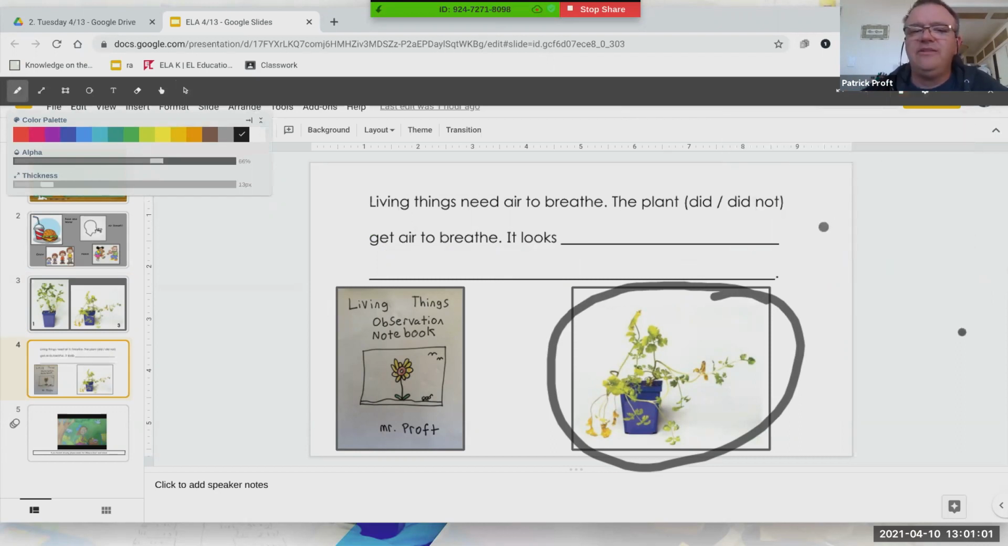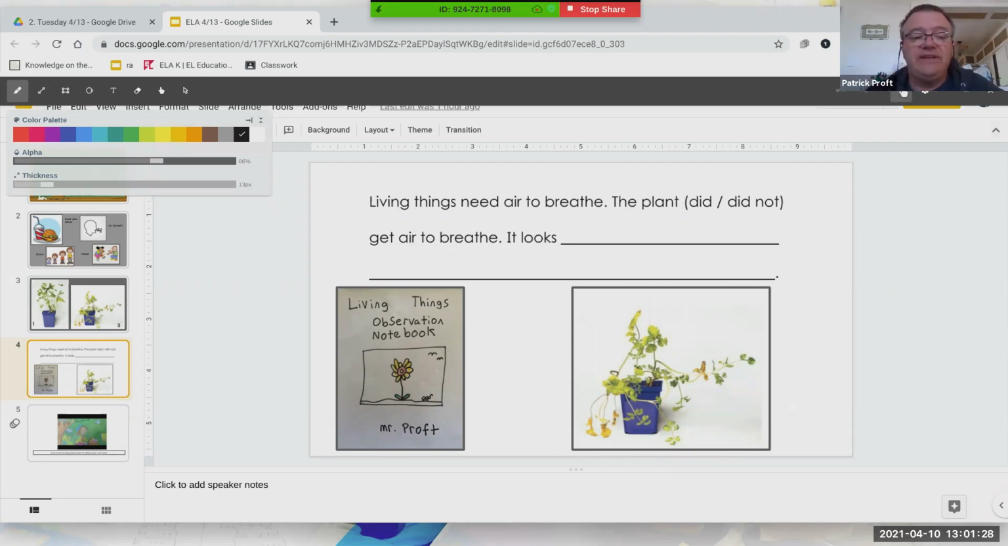So thing 1, you're going to draw a picture of the plant that we observed. And thing 2, we're going to write using words. We're going to write what we observed. We're going to write, living things need air to breathe. This plant did not get air to breathe. Then you're going to use words to describe how the plant that did not get enough air looks.